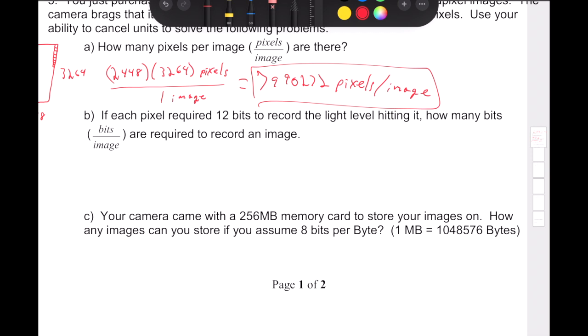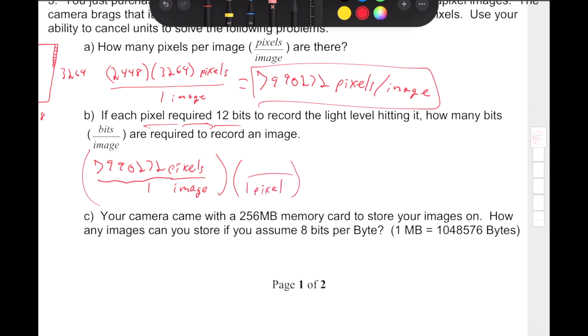Okay, if each pixel requires 12 bits to record the light, how many bits are in an image? So it basically is just saying, okay, you told me how many pixels are in each image, but if I'm making a hard drive, I don't really know how many bits it takes to store each pixel. So hook me up and tell me how many bits are in a pixel. And so it does. It says 12 bits in each pixel. I know how many pixels are in each image. In fact, I'll expand this out. Pixels per one image. And I know how many bits are in a pixel. So I would like to get pixels to cancel out. So that's how I'll do it. Now I have bits per image.